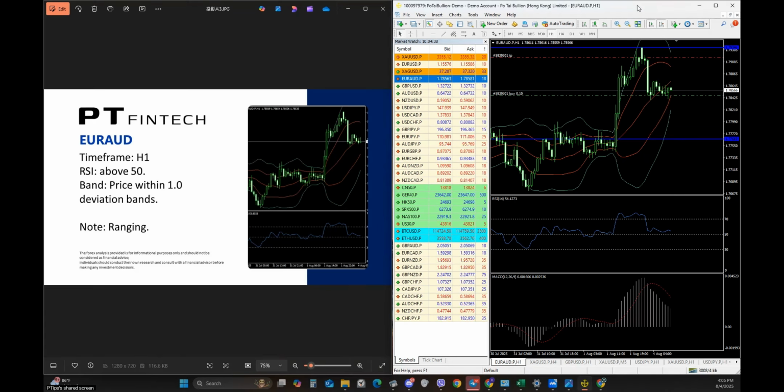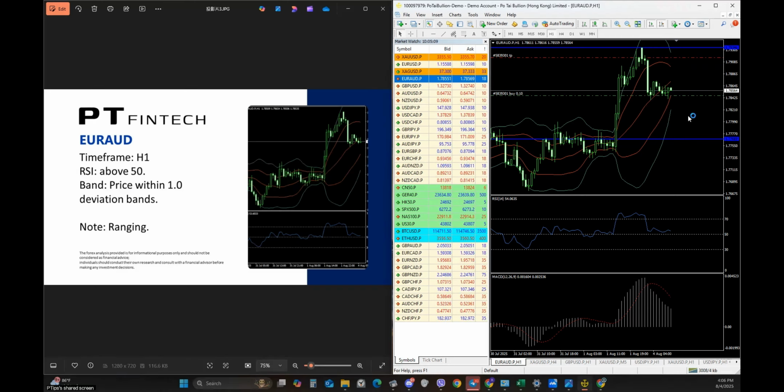All right, with H1, let's take a look at what PTips says. RSI right now is above 50, and with the dual Bollinger bands, prices are within the 1.0 deviation bands, as you can see here. You can see that there's a Bollinger squeeze happening, so clearly the market is stuck in a ranging market. MACD is indicating potential bearish momentum, but there is a very strong support over here, as we can see.